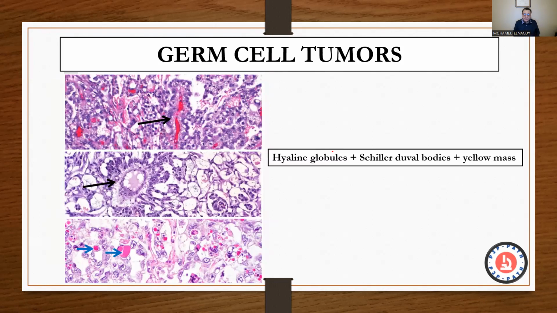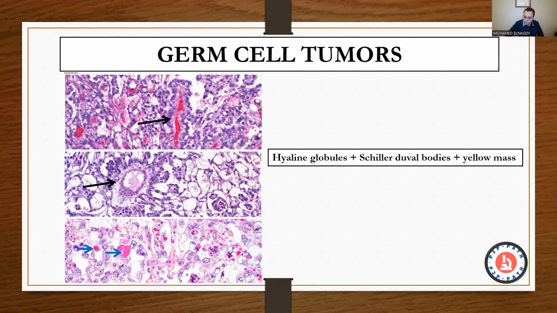The next entity is the one that always comes with the characteristic Schiller-Duval bodies, although in real-life practice, you will rarely encounter a tumor with Schiller-Duval bodies. But they always have the classic picture for some reason. In most of the Q banks, they have this classic picture having these Schiller-Duval bodies or the hyaline globules to test whether you know that these are the key microscopic features of this tumor or not.